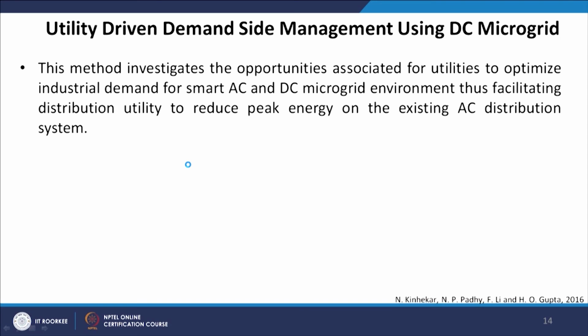Now, let us move on to utility driven demand side management using DC microgrid. This method investigates the opportunities for utilities to optimize industrial demand in a smart AC and DC microgrid environment, thus facilitating the distribution utility to reduce peak energy on the existing AC distribution system.